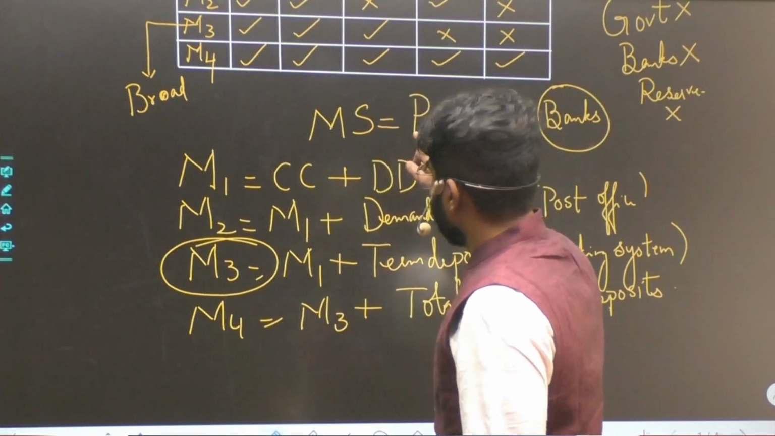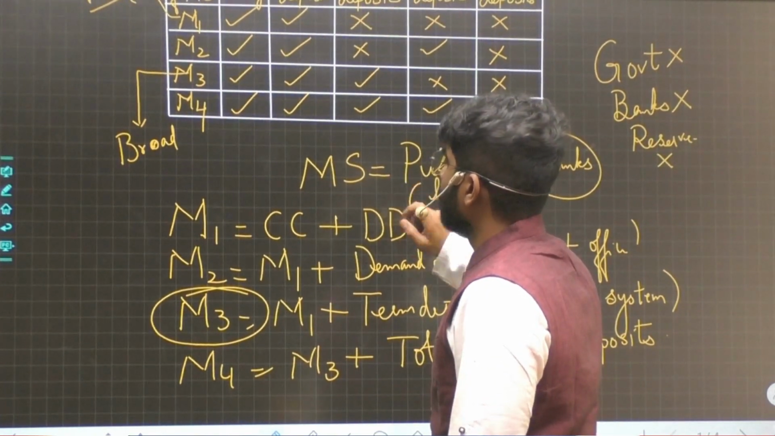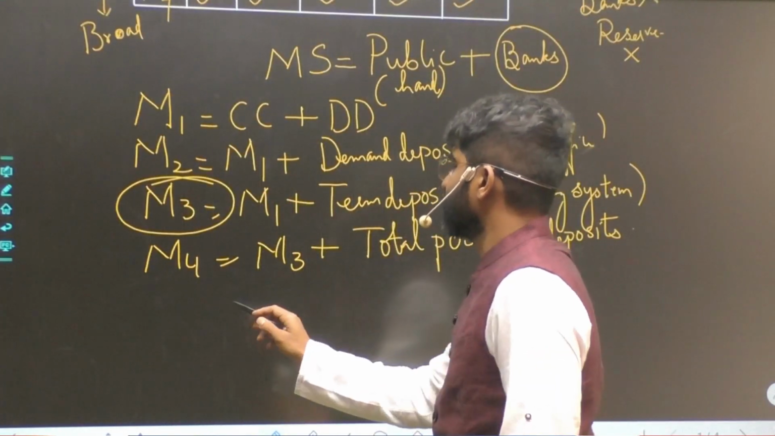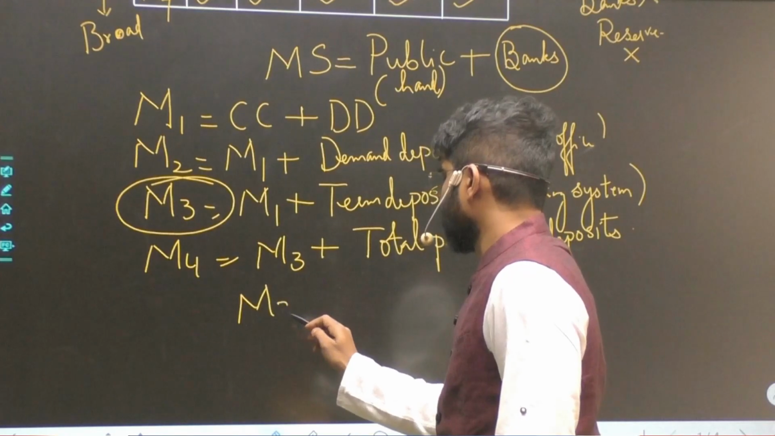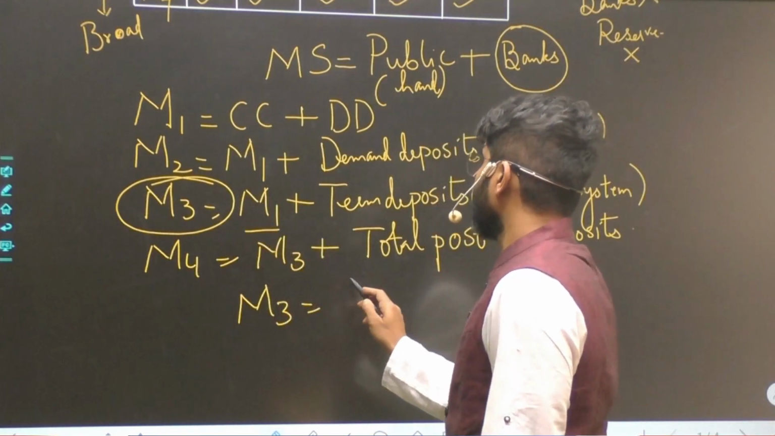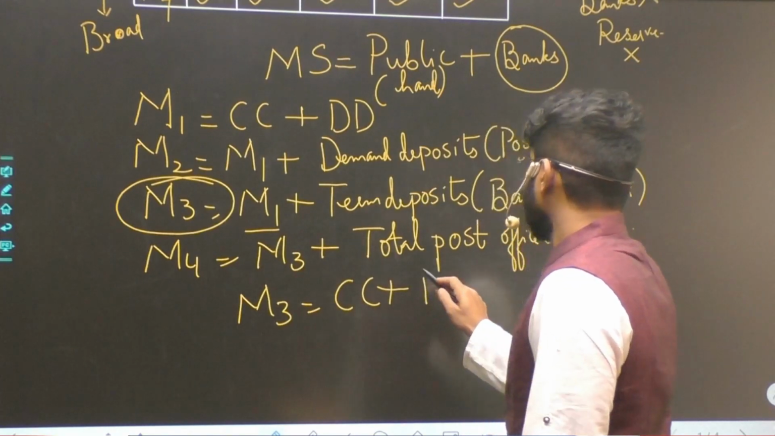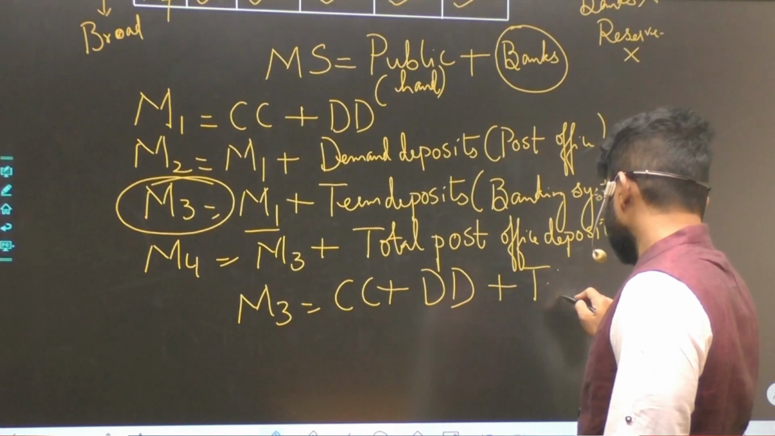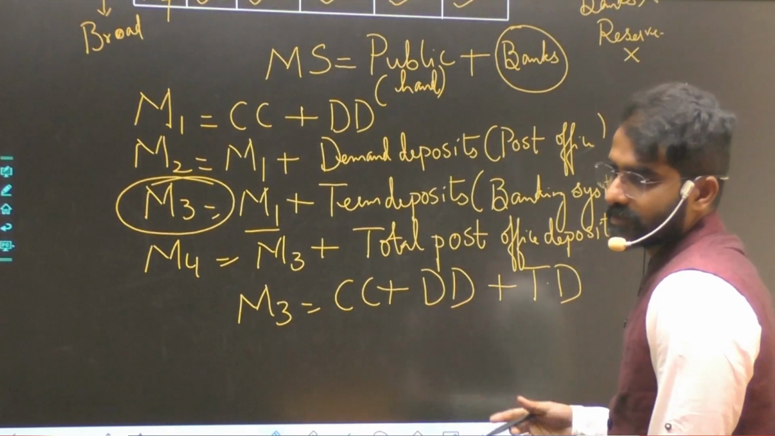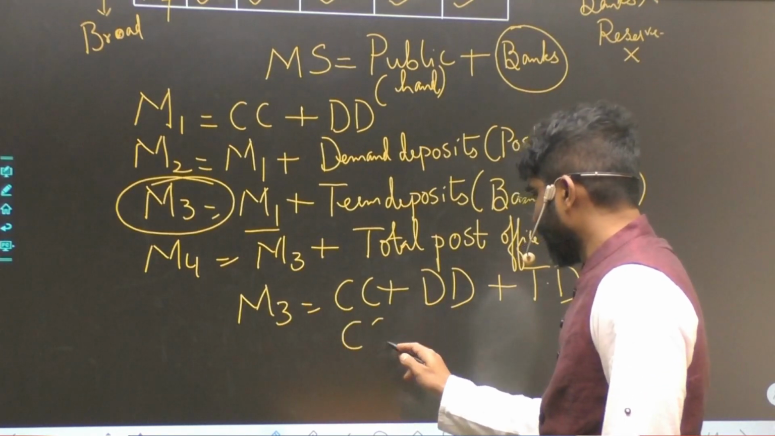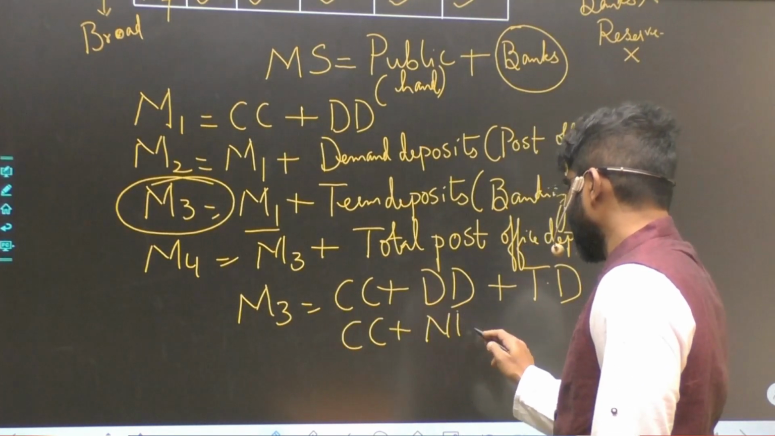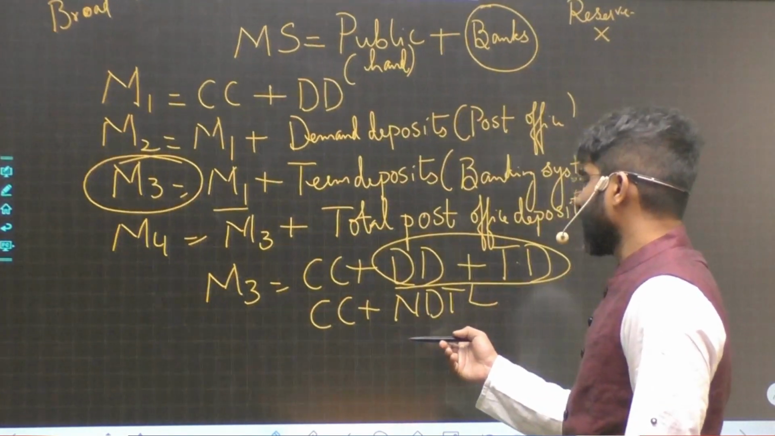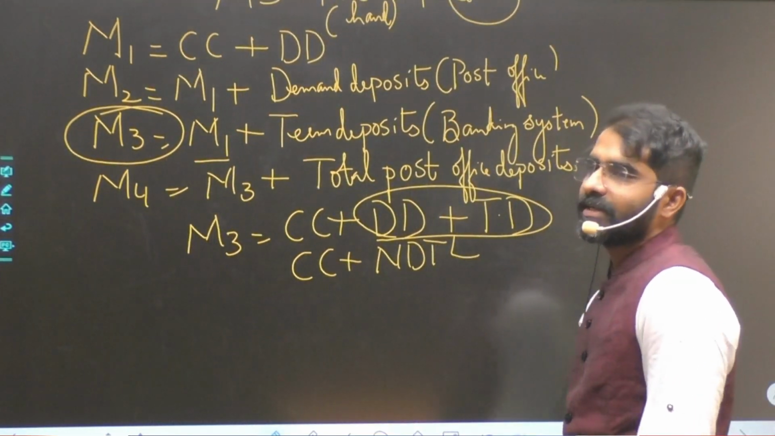For example, suppose 1 lakh rupees is removed from the account. Here I can write M3 in a different format. If I take M3 as the total money supply, M3 is equal to M1, that is currency in hand, plus demand deposits with the banking system, plus term deposits with the banking system. Or I can also write it as CC plus net demand and time liabilities.